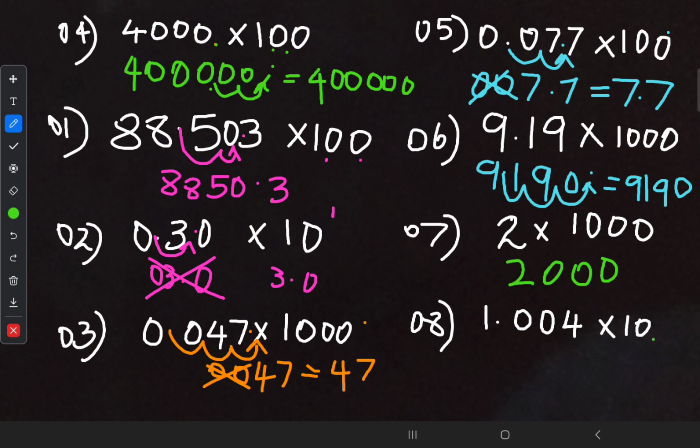Here, this last one is 10 to the power of 1. In this case, let's move our decimal 1 digit towards its right. So it will become 10.04. That's all for the questions.